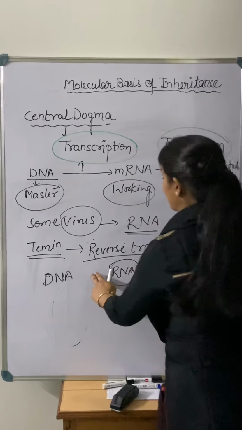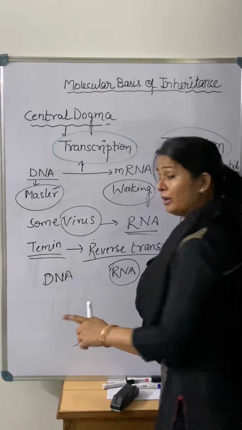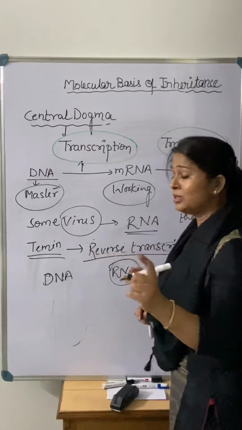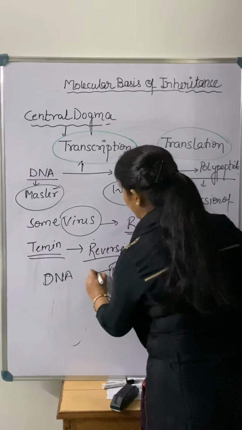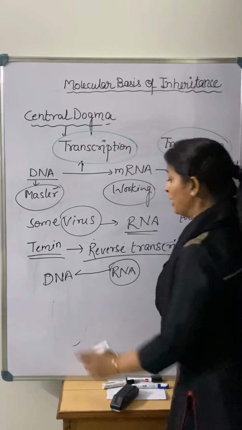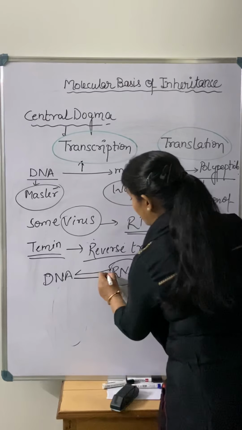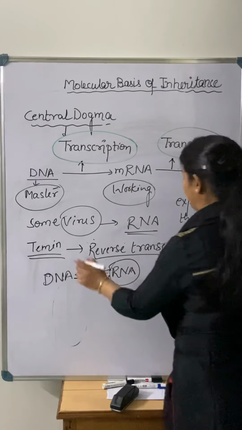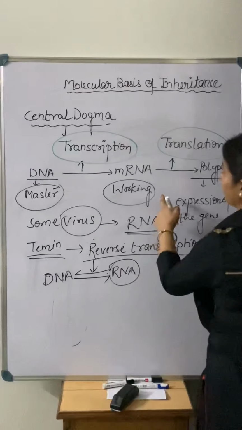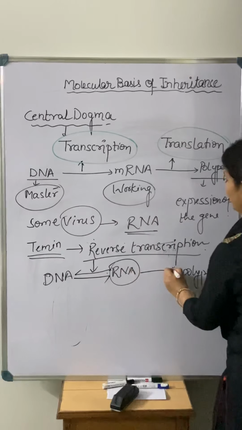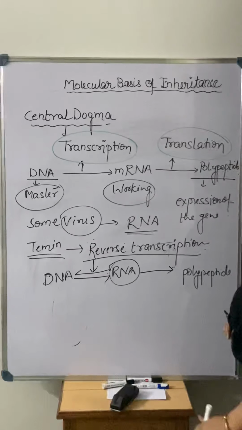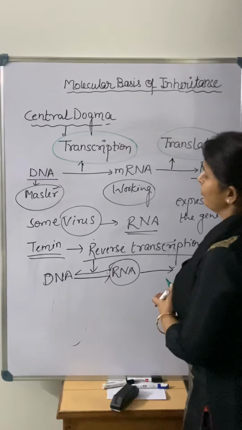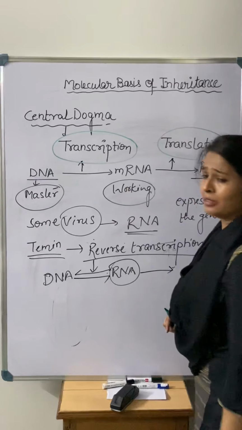But in some viruses, retroviruses for example, RNA is the genetic material. So in that case, what happens? The first thing that happens is reverse transcription. By that, RNA first of all changes into DNA, and after that DNA copies its information into RNA. That process is known as reverse transcription. After that, the same process will be followed by the virus: RNA to polypeptide chain, a process known as translation. So this is the central dogma, a brief or very simple statement about the central dogma.